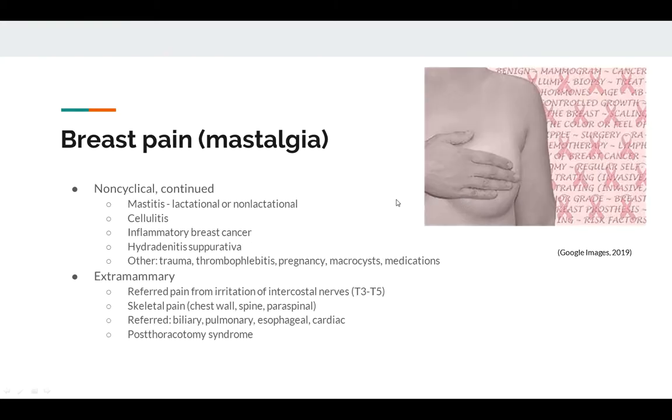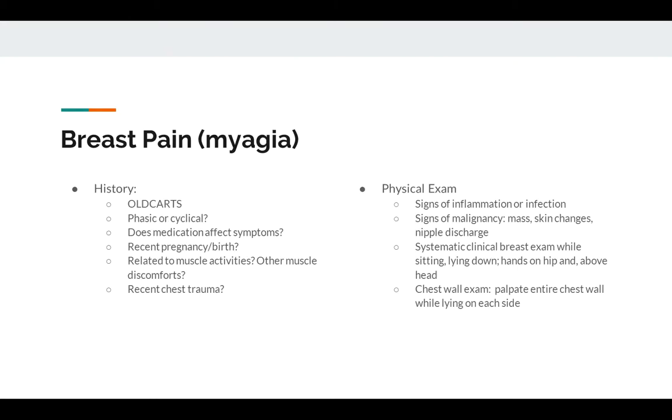Whenever the patient has a non-cyclical breast pain, you want to figure out if there's any associated symptoms, especially those that could also indicate a breast cancer, so things like nipple retraction, dimpling, peau d'orange, or skin changes, etc. So these are your history and physical questions that you're going to pay attention to.